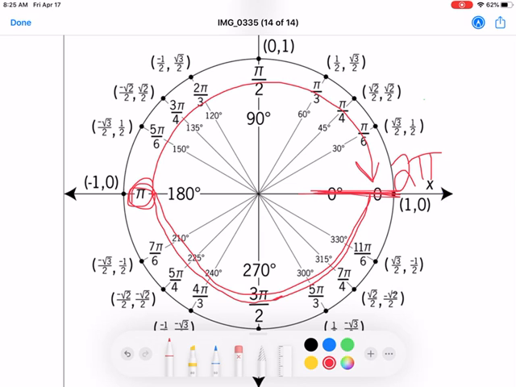And there it is. One full time around the circle. There's 1 pi. And so one full circle would be 2 pi. So it says, what's the cosine of negative 2 pi? Well, here's your coordinate right here. Let me do that in a different color. There's your coordinate right there. Cosine is 1.